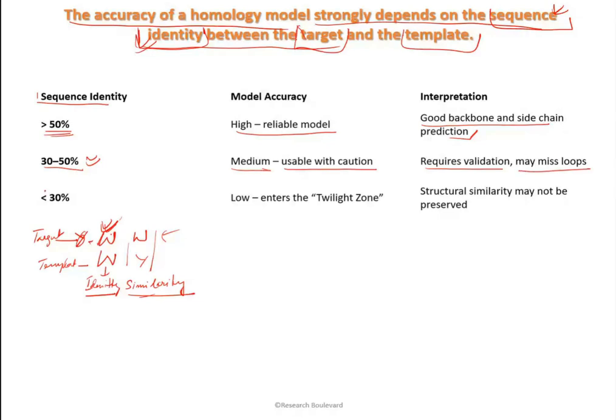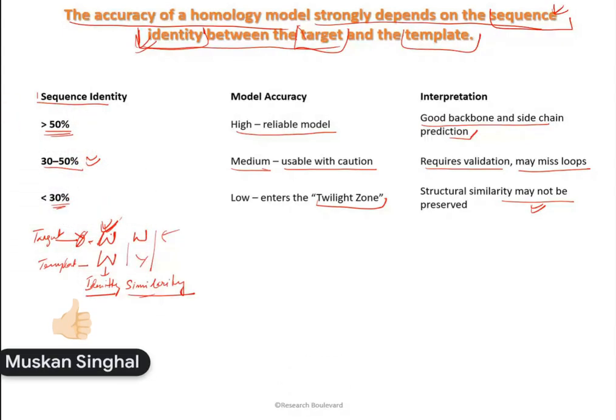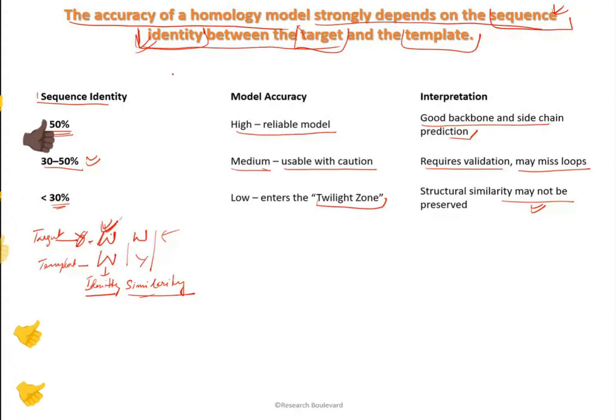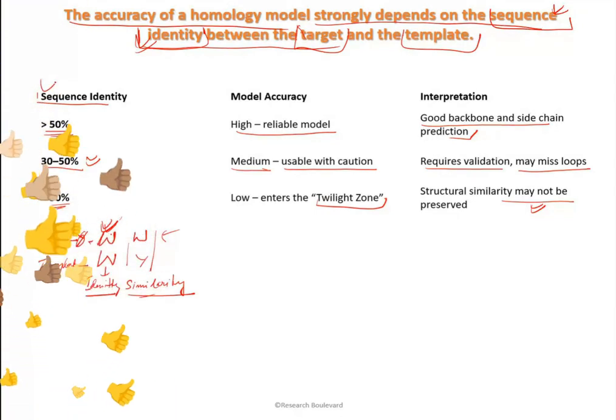Okay. And if you have sequence identity less than 30% between the target and the template, they are now considered in the twilight zone. Okay. So you have to be very conservative. You have to be very careful in this kind of structure, right? So everyone with me till here? Yeah. Okay. So should we consider this sequence identity only to select our template?